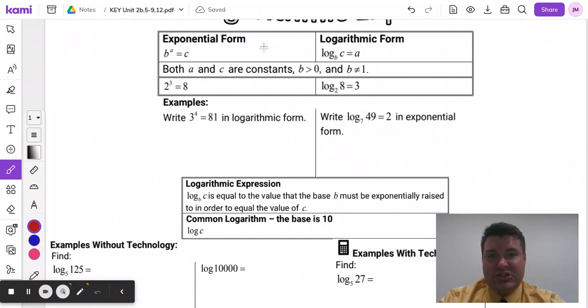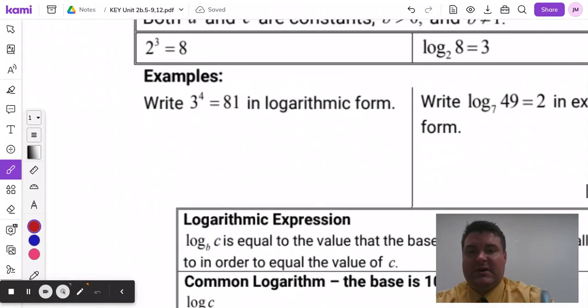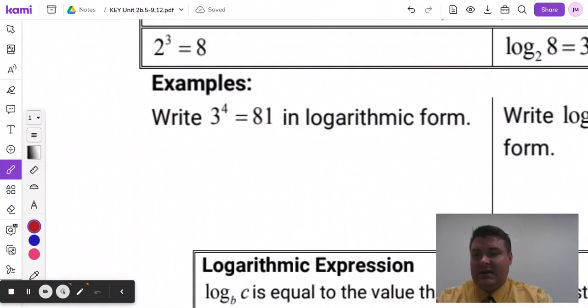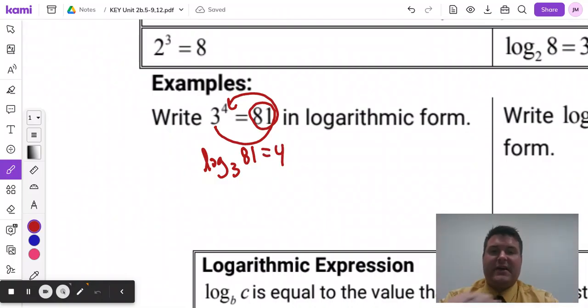You can see a relationship between our logs and our exponentials for all of these. I use a technique that helps me because I'm not so good at memorizing that stuff. It's called the loop method. I start with my base, and then I loop it, and then I'm going to equal that. So this is going to be log base 3 of 81 equals 4. That's how I rewrite stuff. I just use the looping method.